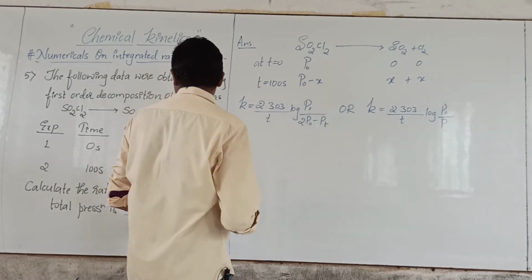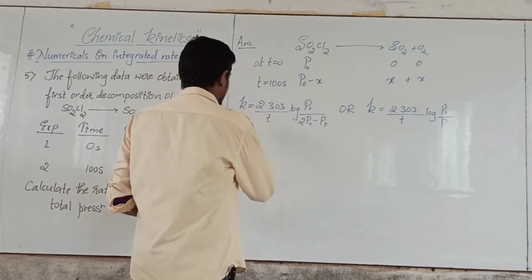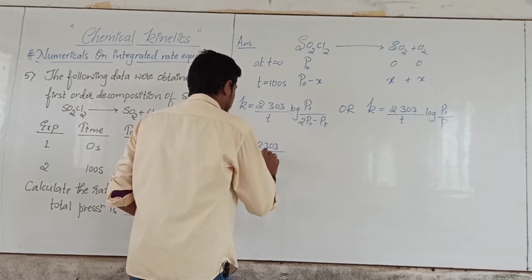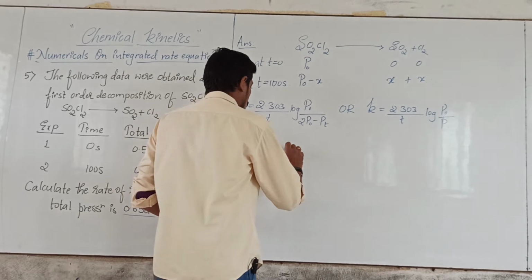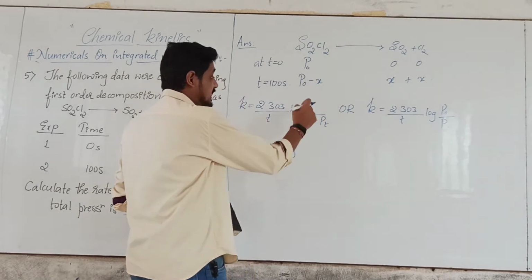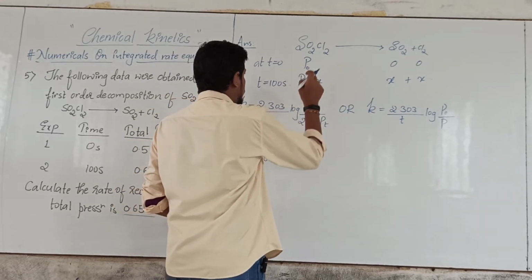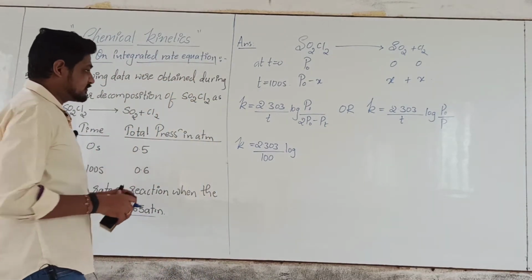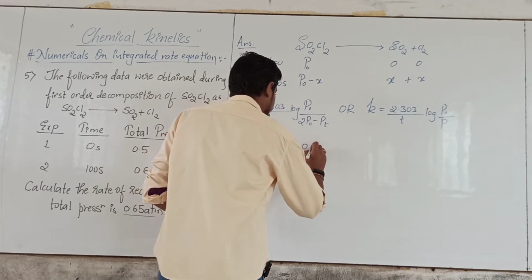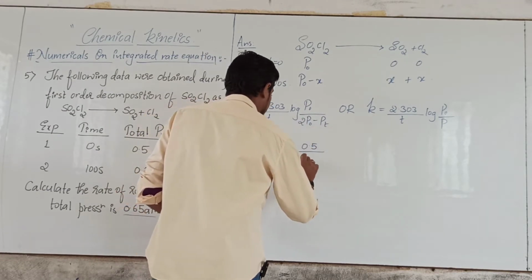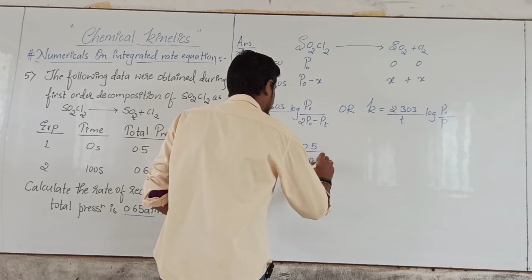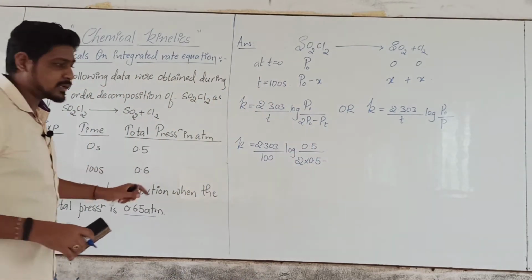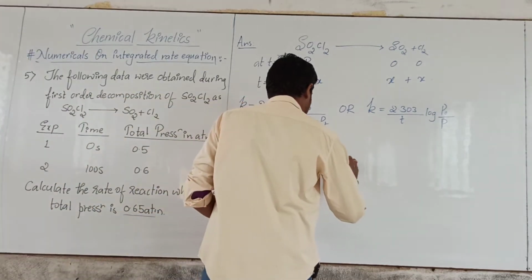After 100 seconds, I can write k is equal to 2.303 divided by time, 100 seconds, log of P naught divided by 2 P naught minus P_T. Initial pressure is how much? Only SO2Cl2 is there, so that is 0.5 initially. At 100 seconds, what is the total pressure now? 0.6. So this is 0.6.